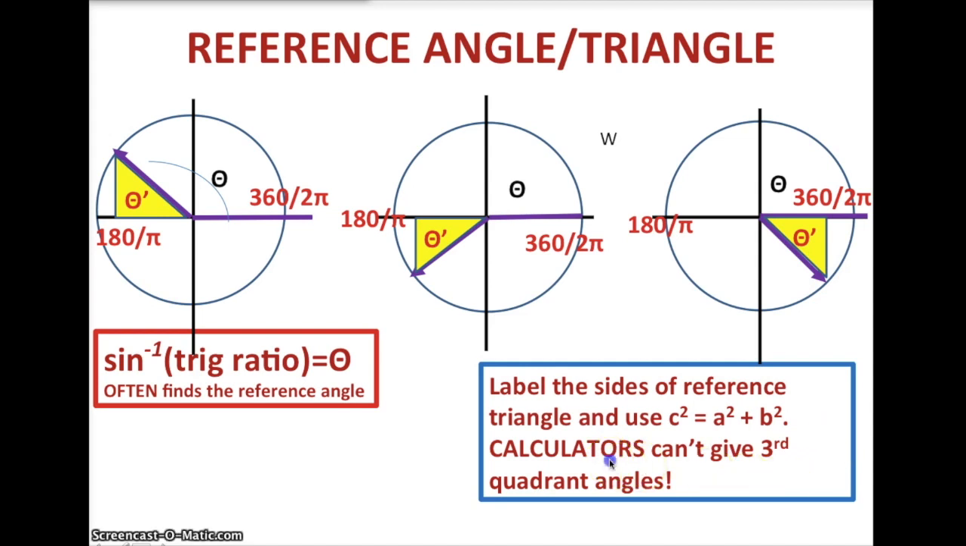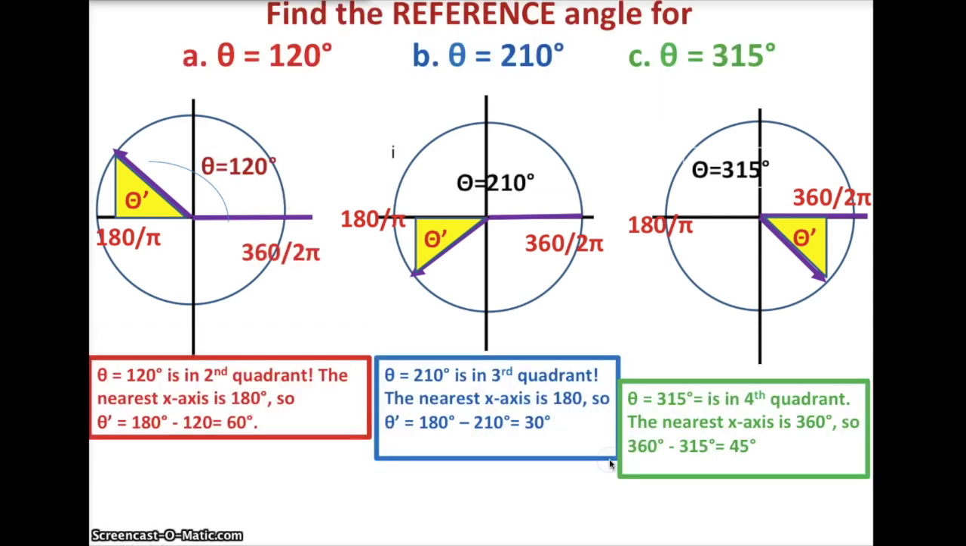Calculators can't give third quadrant angles to us. An example of that would be 120 degrees, which is a second quadrant angle. The nearest x-axis is 180, so when you subtract, the reference angle or triangle would be 60 degrees right here, even though we're looking at this one. And then 220 is a third quadrant angle. Well, the nearest x-axis is 180 degrees, so you subtract 180 from 220 and you get 40 right here. That would be the reference angle.